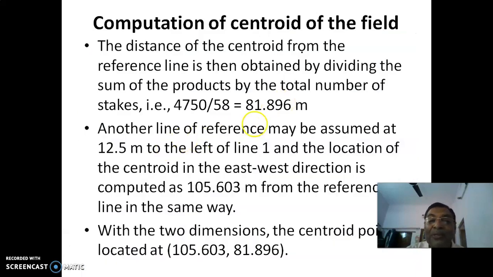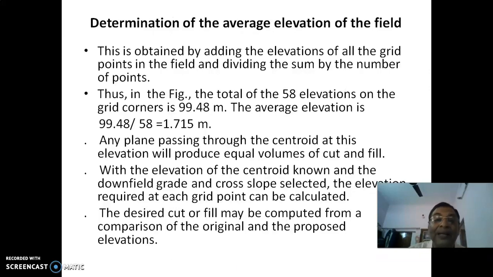So another line of reference may be assumed at 12.5 meters to the left of line 1, and the location of the centroid in the east-west direction is computed as 105.603 meters from the reference line in the same way. So with 2 dimensions, the centroid point is located. The coordinates are 105.603, 81.896. So these are the coordinates of the centroid. This is how the centroid is determined.